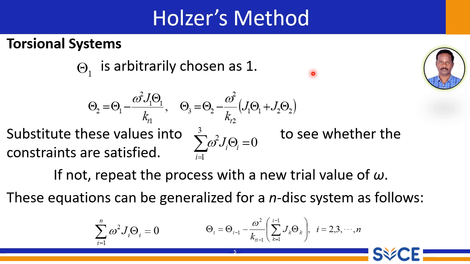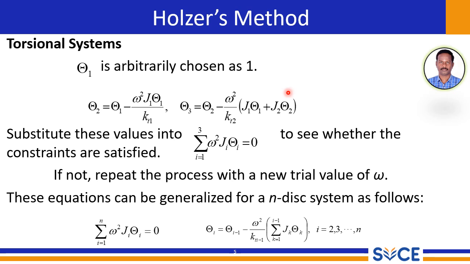So how do we actually implement this trial and error method? In the Holzer method for torsional systems, we start by arbitrarily assuming the amplitude of the angular displacement of the first disk, that is θ1, to be equal to 1. Then, using the equations we have in the second slide, we can calculate the amplitude of the subsequent disks. It is nothing but taking those equations and substituting θ1 equal to 1. Then you will eventually get the θ2 term and θ3 term.